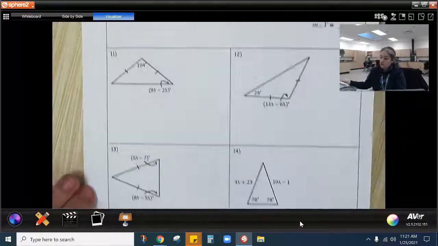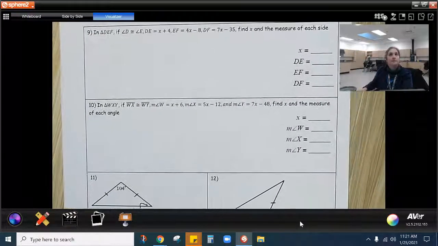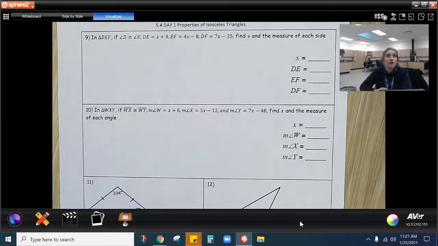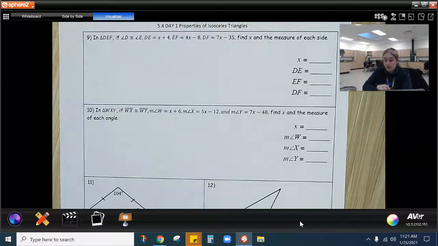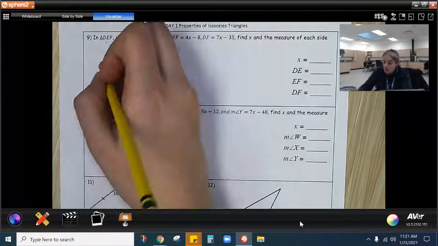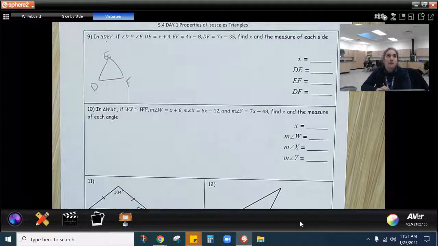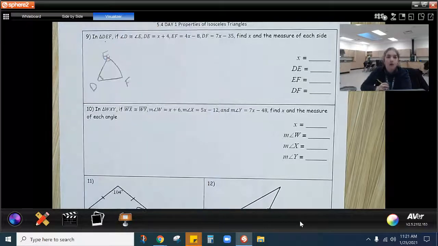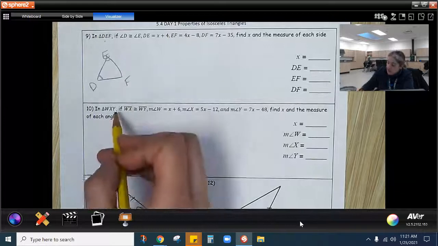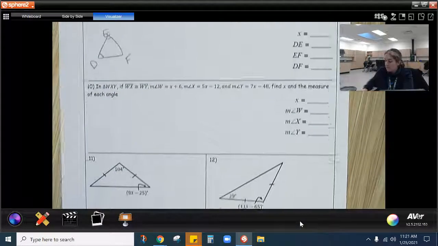All right, on our last page here, there are even more for you to try out. Again, I cannot encourage you enough for these ones up here to draw a picture. So if it says triangle DEF, give yourself a little DEF and mark it. This one is saying that angle D, which is this one, is congruent to angle E, right? Mark it, mark it, mark it, mark it. Same thing with this guy. This is a triangle WXY. So try it out for yourself, then check my answer key.